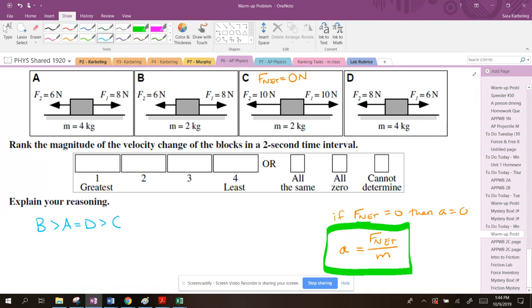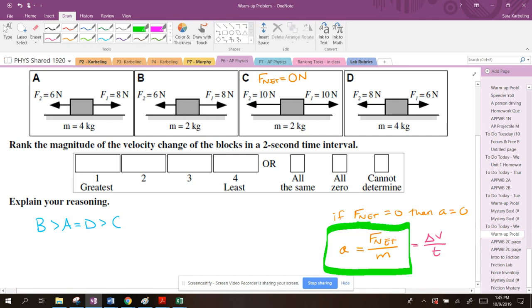But this doesn't ask for acceleration. This asks for change in velocity. So take me to the last step. It's not a hard step, but it's an important one. It doesn't say rank the magnitude of the acceleration of the blocks. What does it say? Change in velocity. And how is velocity change related to acceleration? It is acceleration. Not just change in velocity, it's change in velocity over time.